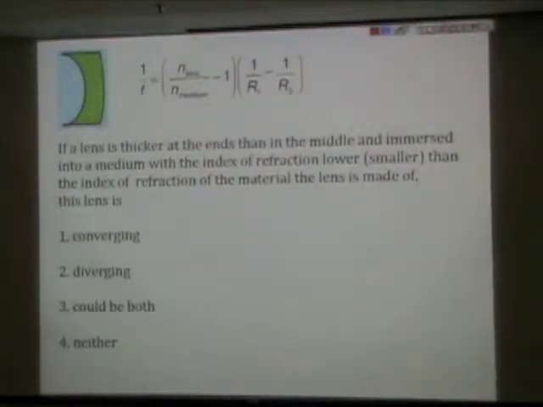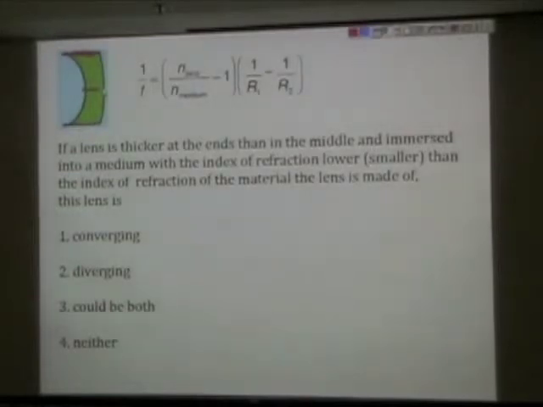Well, a similar question. Now we don't have any numbers. So if you read the problem, it says this lens, which looks kind of like that, is thicker at the ends than in the middle. All lenses are either thicker at the ends or thinner at the ends. That's it. There are only two options.